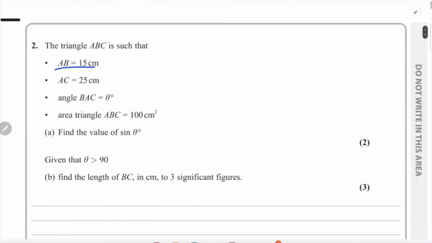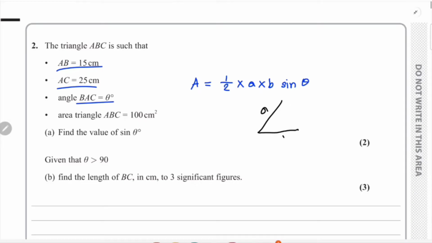Question 2, we are given the following information. AB is 15 centimeters, AC is 25 centimeters. The angle BAC is not given, and the area of the triangle is 100 cm squared. So we know that area is half into side a into side b sine theta. So if we know these lengths and this angle, we can find out the area of the triangle.